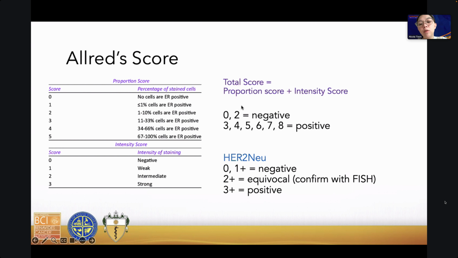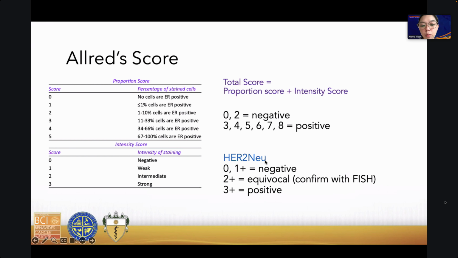But if you're presented with an Allred score, what's important is that you know that an Allred score of 0 or 2 means that it's negative. So if your estrogen receptor staining is in less than 1% of cells and weak, that's an Allred score of 2, then that would be negative. While if you have an Allred score of 3, 4, 5, 6, 7, 8, for example, 100% staining, strong, an Allred score of 8, then that would be estrogen receptor positive. It's the same for progesterone receptor.